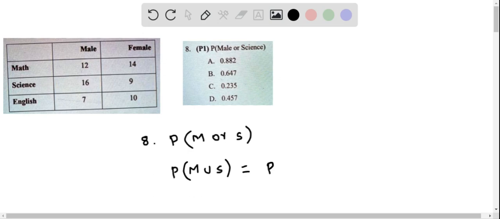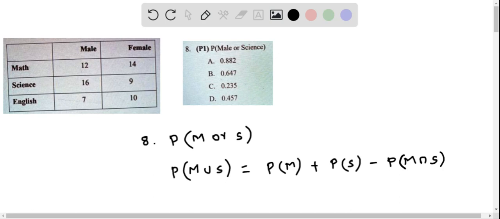This equals the probability of M, which is the probability of a male, plus the probability of S, which is the probability of science. Then we subtract the probability of M intersection S, that is the probability of both male and science students. So let's determine the probability of M.